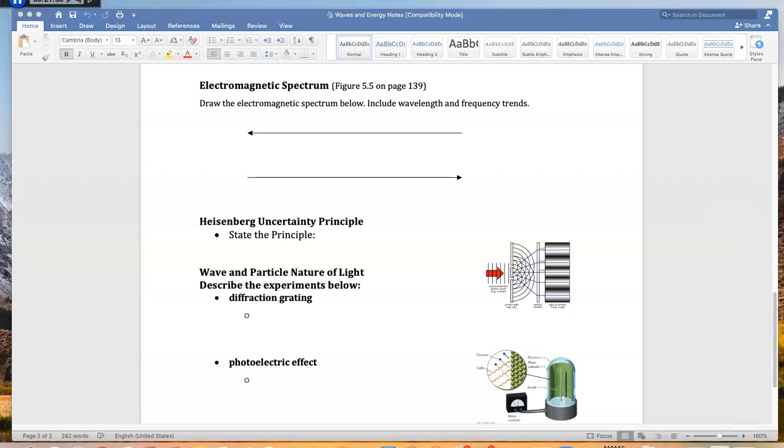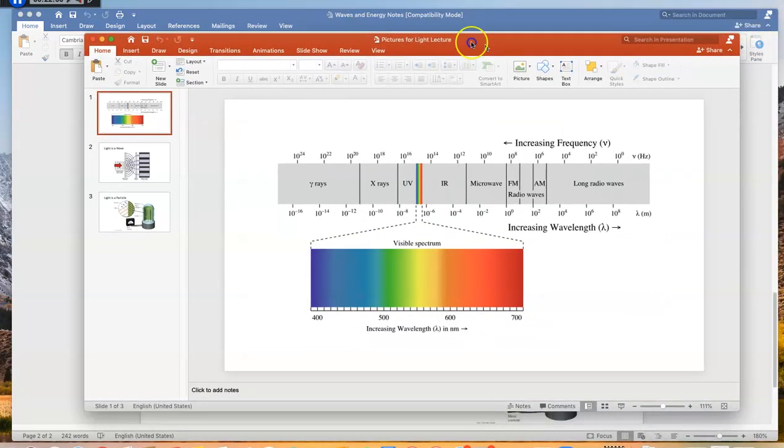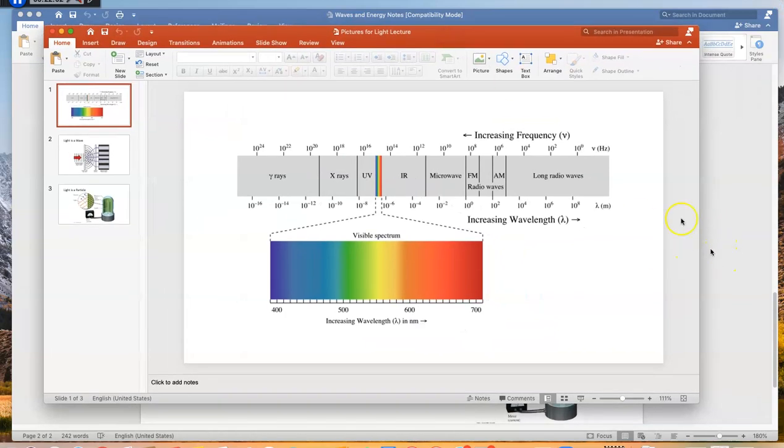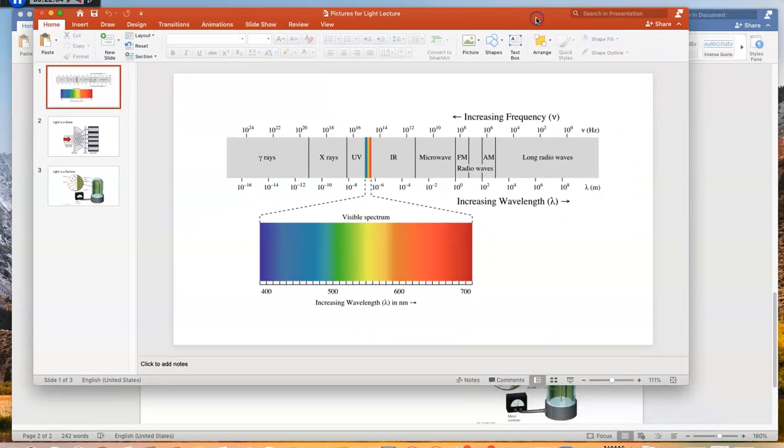You guys looked that up in the book, and you got something like this. Something like that. Okay, well, let's just talk about it. So, the visible spectrum is the part that we can see. Can we see very much of the electromagnetic spectrum? No, not very much at all. Okay, so what we can see is actually not a whole lot of what's going on around us. It would be really rad if we could.